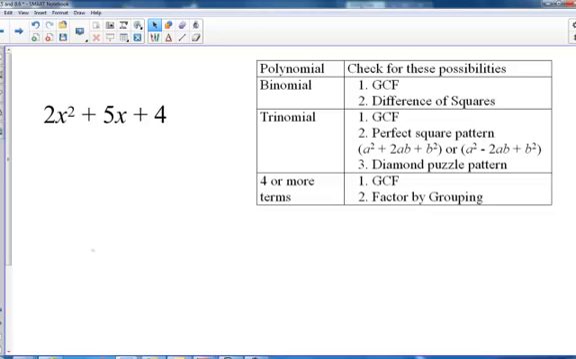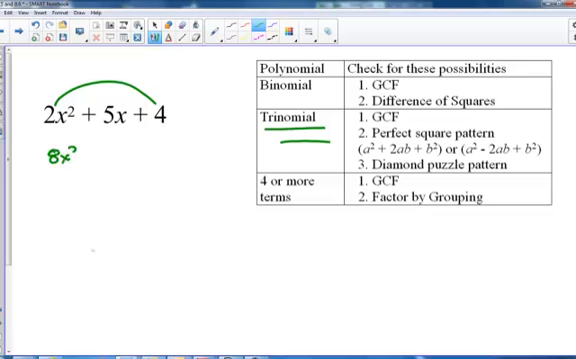All right, looking at the next problem. This is a trinomial, 3 terms. There is no greatest common factor. There is not perfect squares, so we're going to do the diamond puzzle. So 2 times 4 is 8. So it has to multiply to give me 8 and add to give me 5.